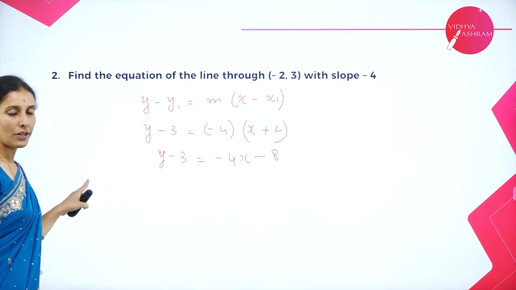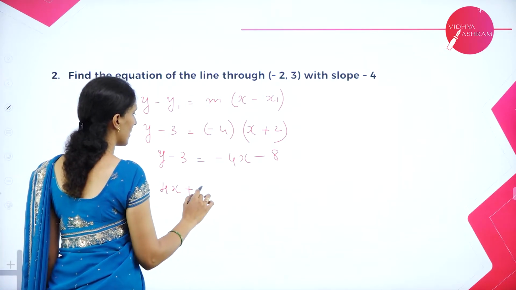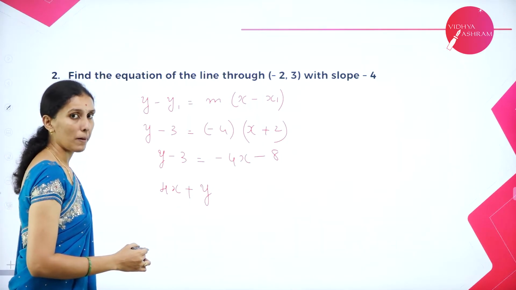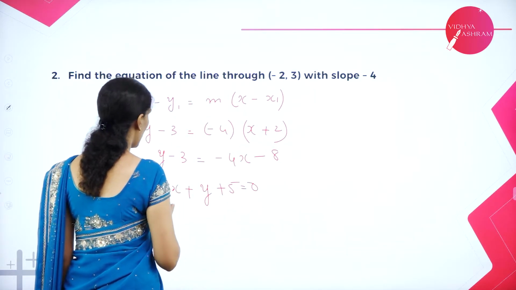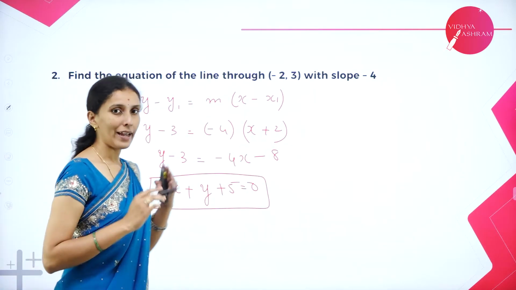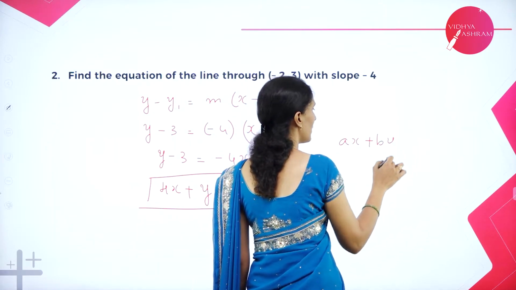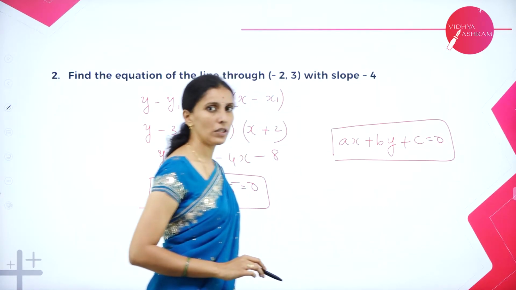Take all the values to your left hand side. Then you write it as 4x plus y. -8 comes here. It becomes +8. +8 minus 3 is 5. So this is the general equation of line. So any equation must be expressed in this form: Ax plus By plus C is equal to 0. So this is the linear equation of a line.